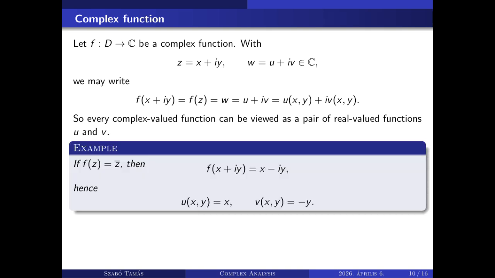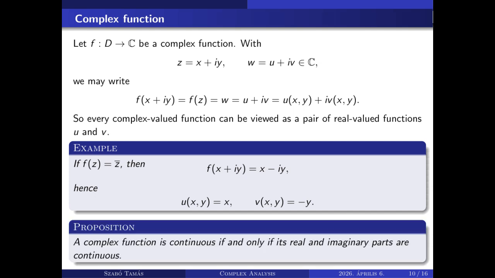Example: if f(z) = z̄, then f(x + iy) = x − iy. Hence, u(x, y) = x, and v(x, y) = −y. A complex function is continuous if and only if its real and imaginary parts are continuous.